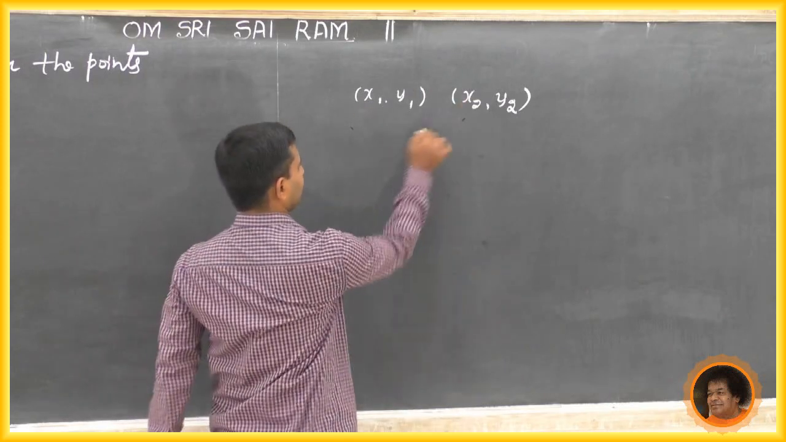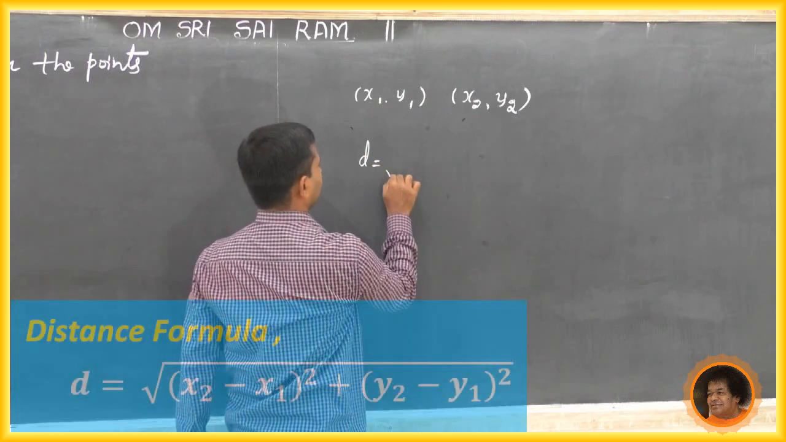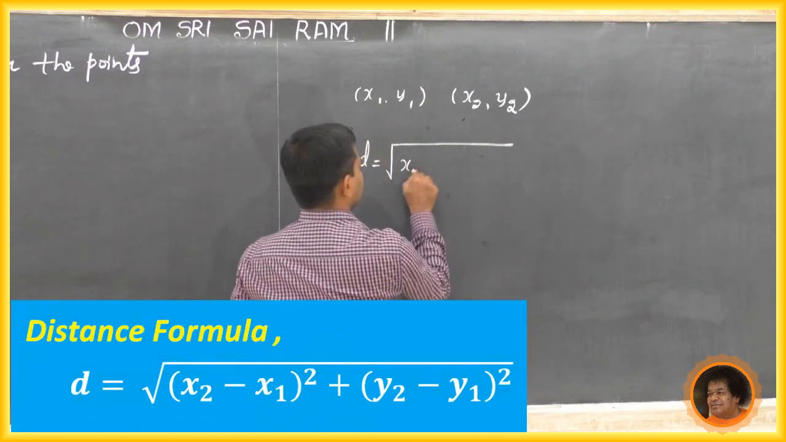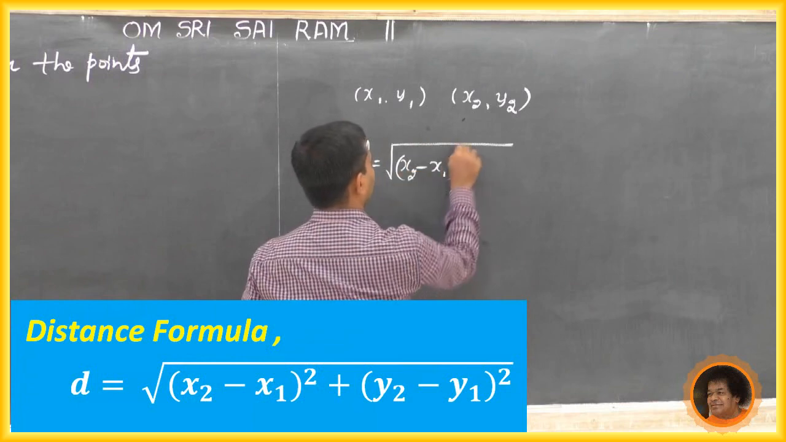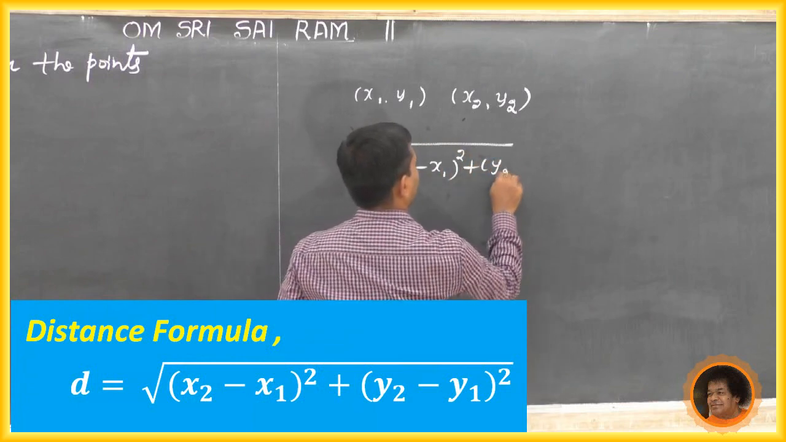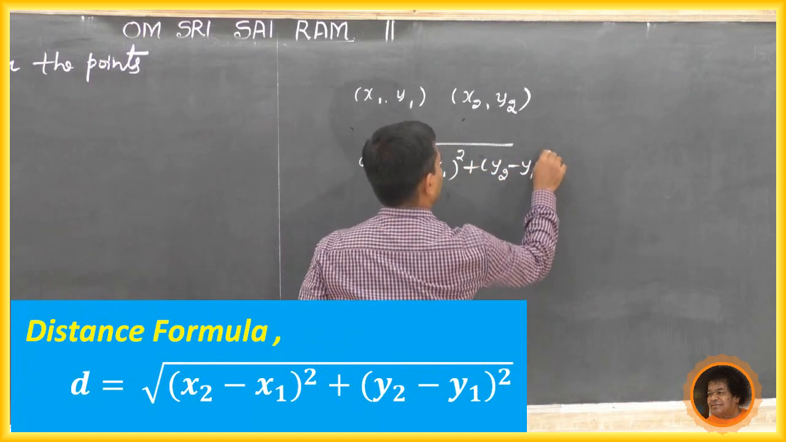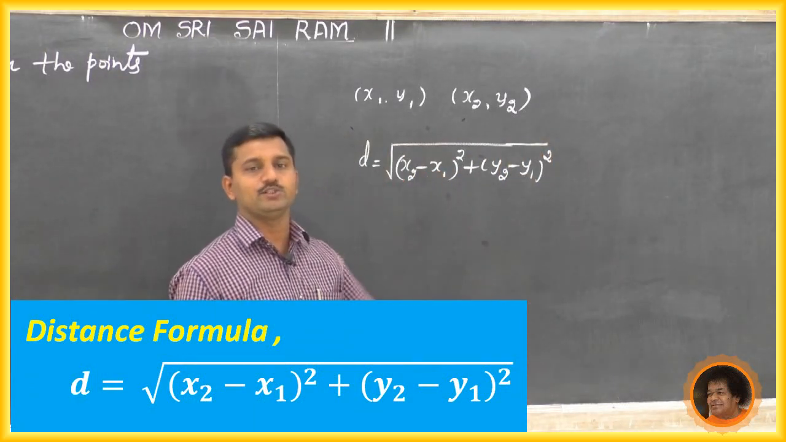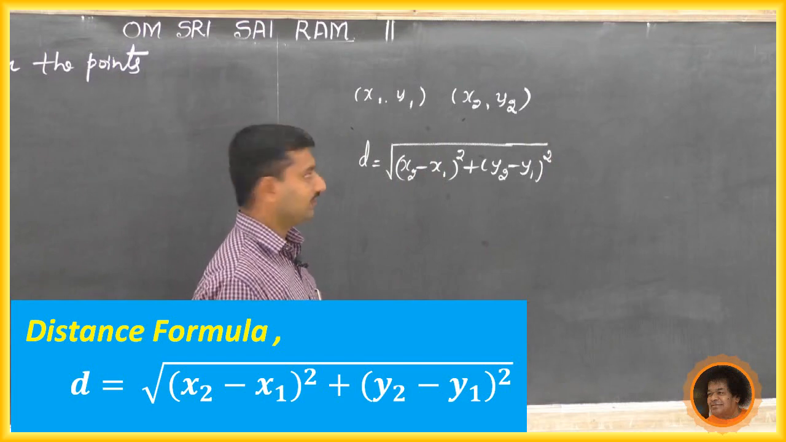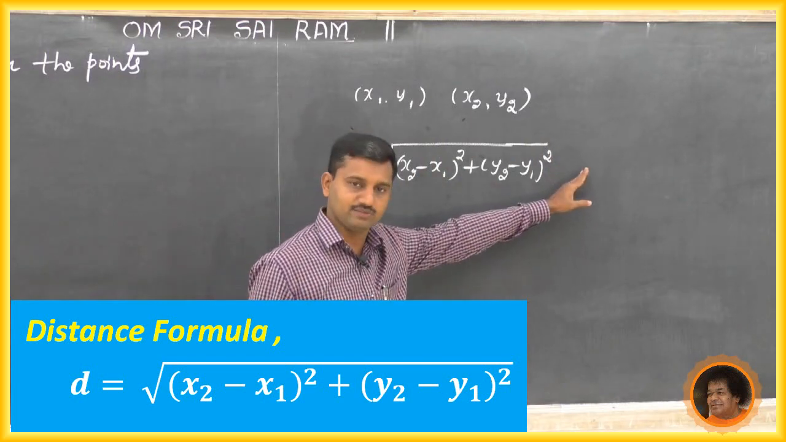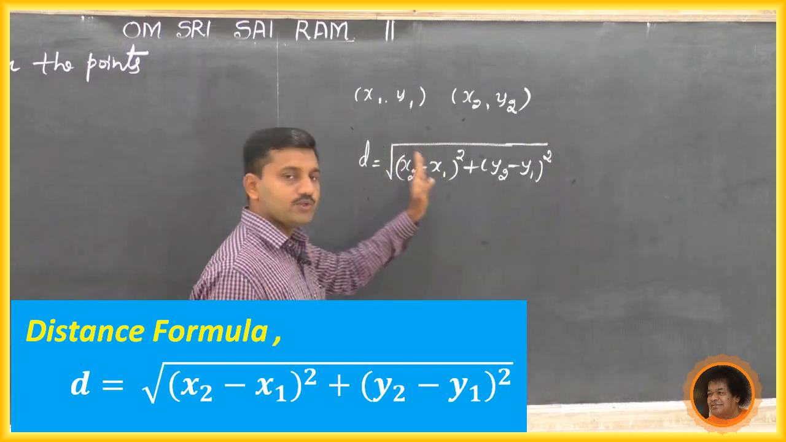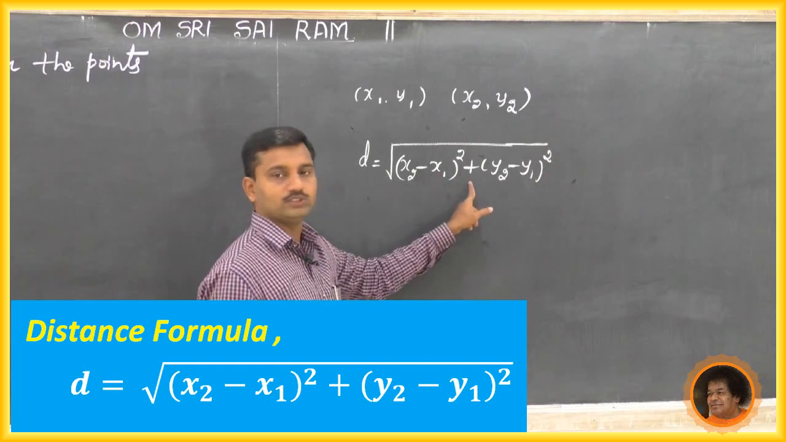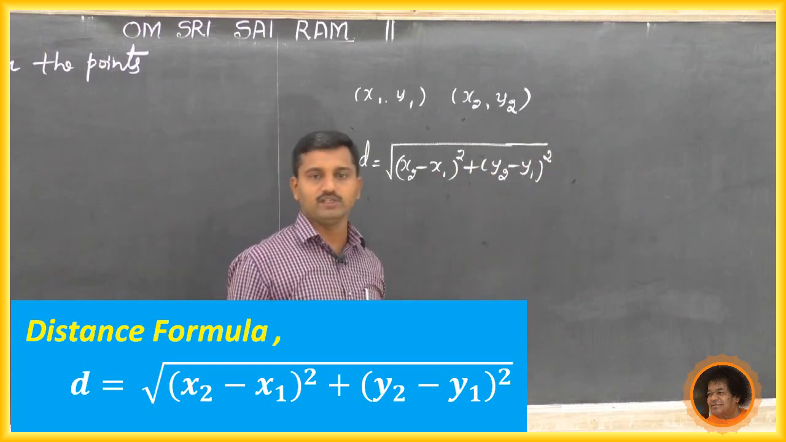The distance between these two points is d equal to the square root of (x2 minus x1) whole square plus (y2 minus y1) whole square. This is the formula to find the distance between any two points on the Cartesian plane, known as the distance formula.